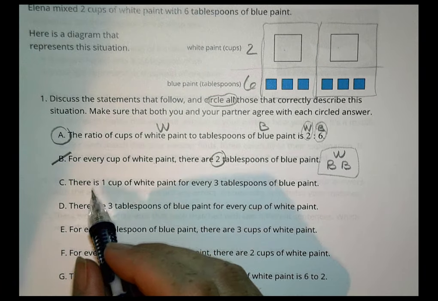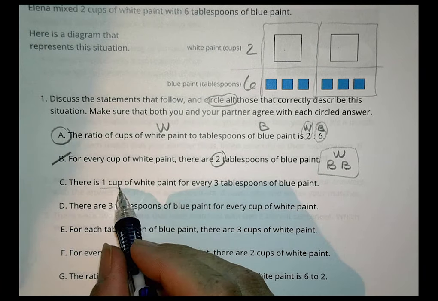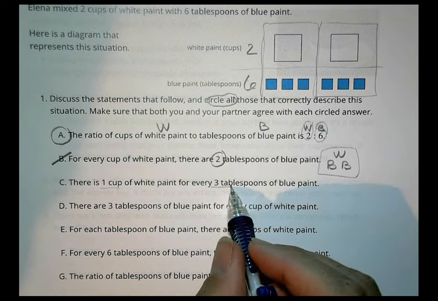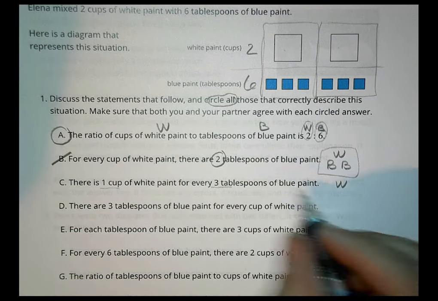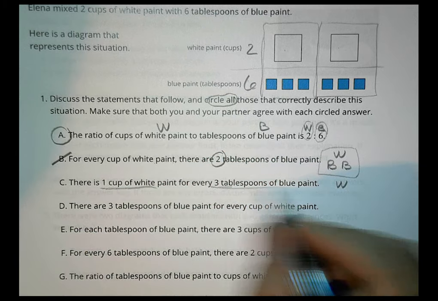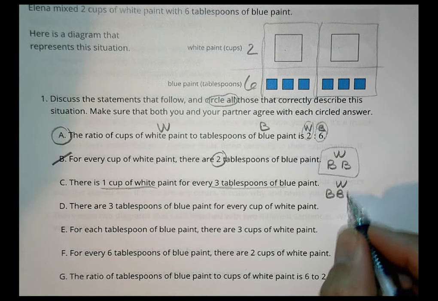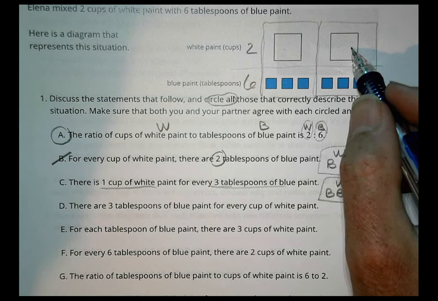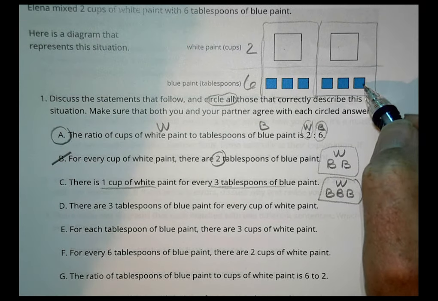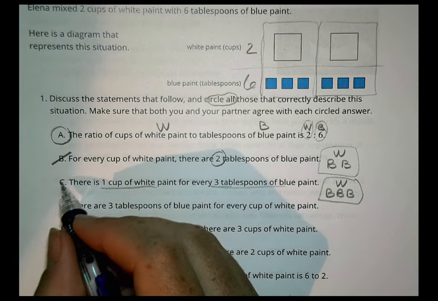How about number 3? There is 1 cup of white paint for every 3 tablespoons of blue paint. So that's going to be 1 white, right? 1 white and 3 blue. 1, 2, 3. Does that match what we have up here? 1 white, 3 blue. It does, so that's going to be a true statement.